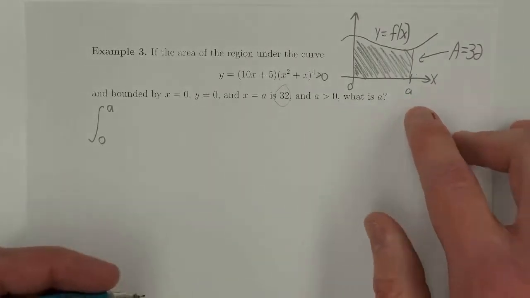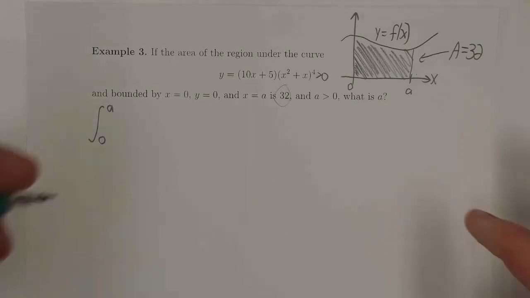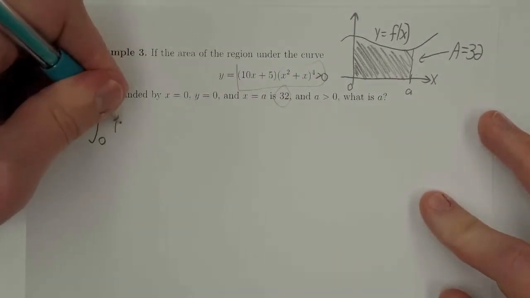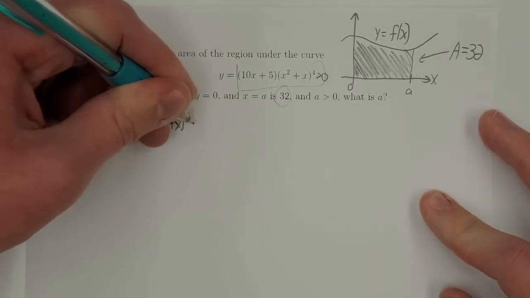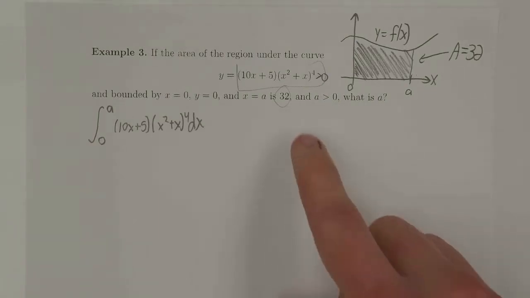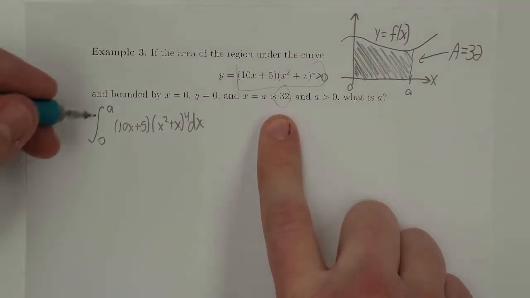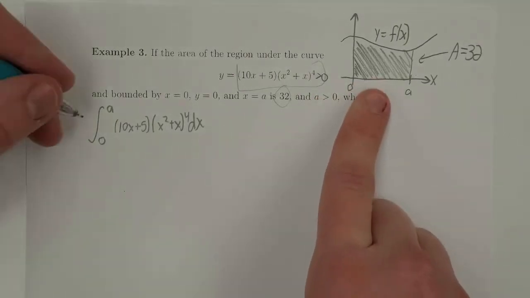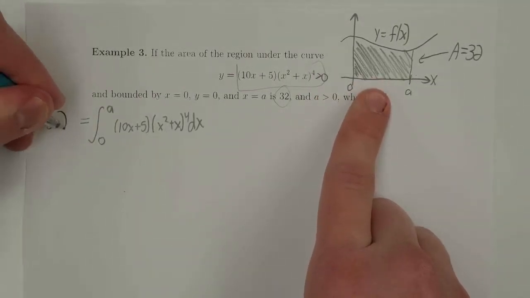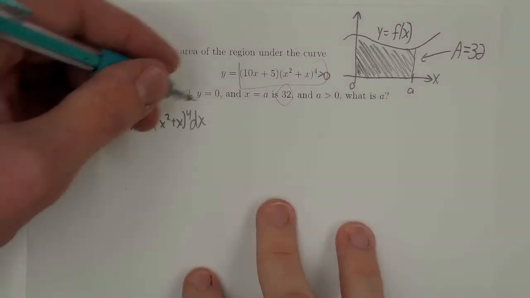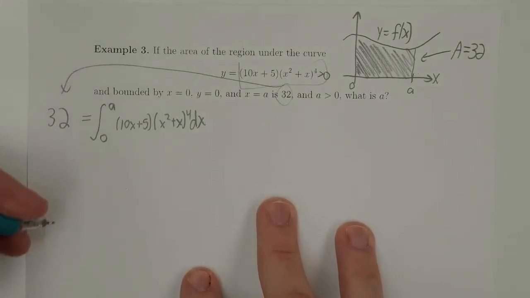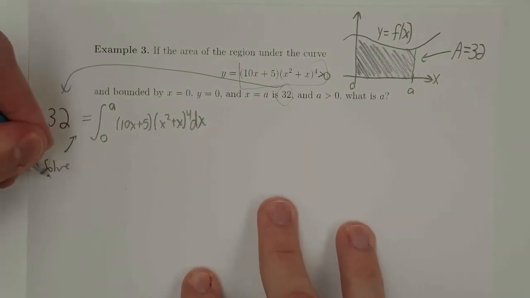What function do we have that should be plugged into the integral? Yep, this whole thing right here, right? So we have 10x plus 5 times x squared plus x raised to the power 4 dx. Okay? And the thing is that we're assuming that since this corresponds to the area of our region, that must mean that this is equal to 32 by assumption, right? So all we have to do now is just figure out what the heck is a. So that's all we got to do from here. So we solve for a, solve for a.